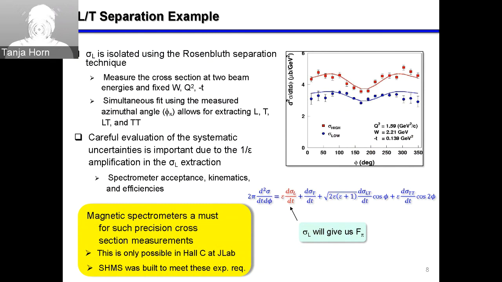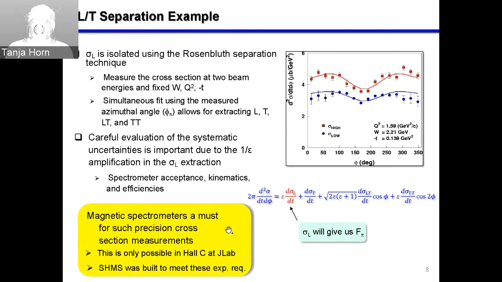Now, this all looks simple, and of course it's not, and that's just because of this little epsilon here, on the order of something like 0.3 or so in JLab kinematics. And of course, it comes in as 1 over epsilon, so any uncertainty is amplified by such a factor in the systematic uncertainties of the form factor or the cross-section itself. So what you really need to control is spectrometer acceptance, kinematics, and efficiencies, and so on.